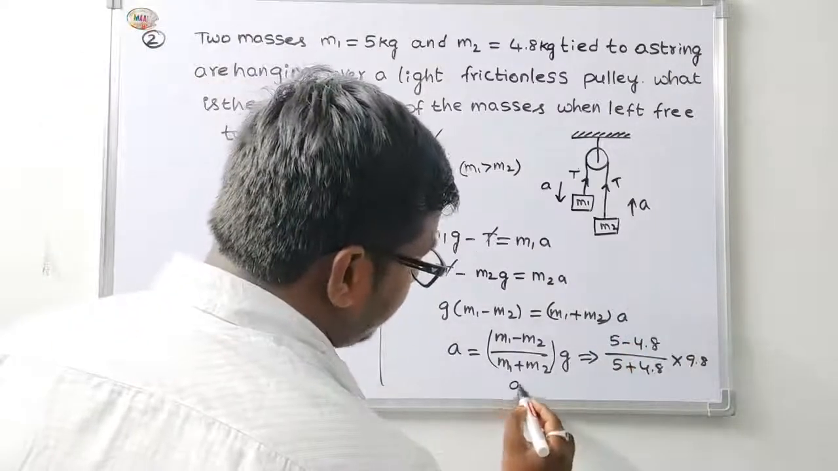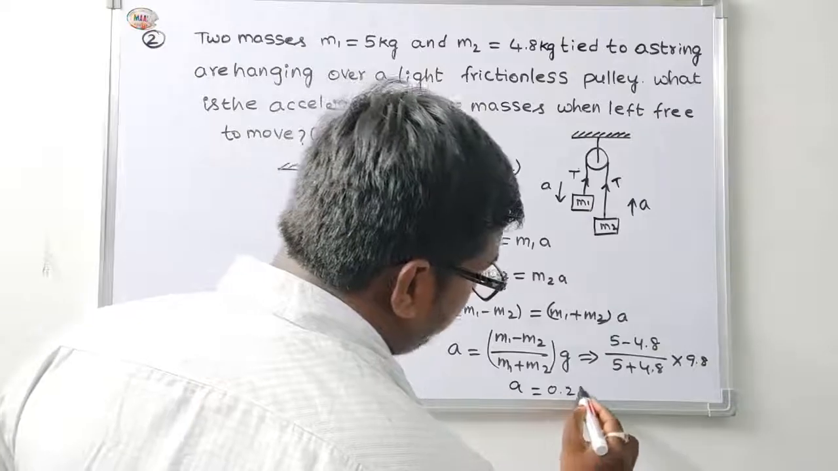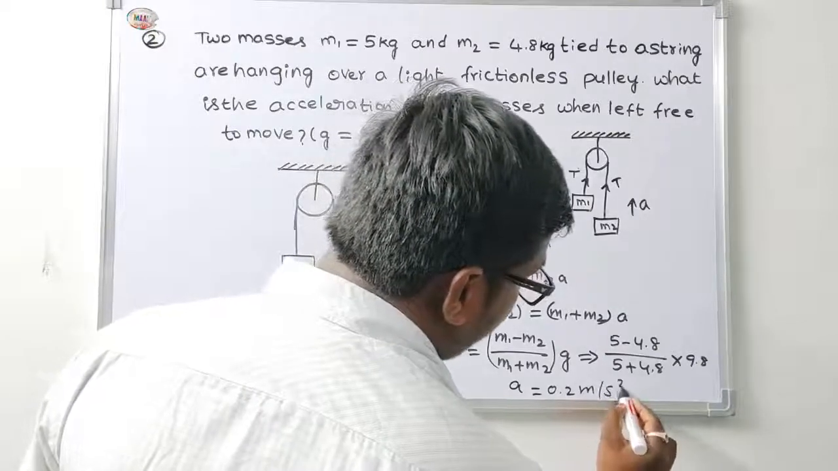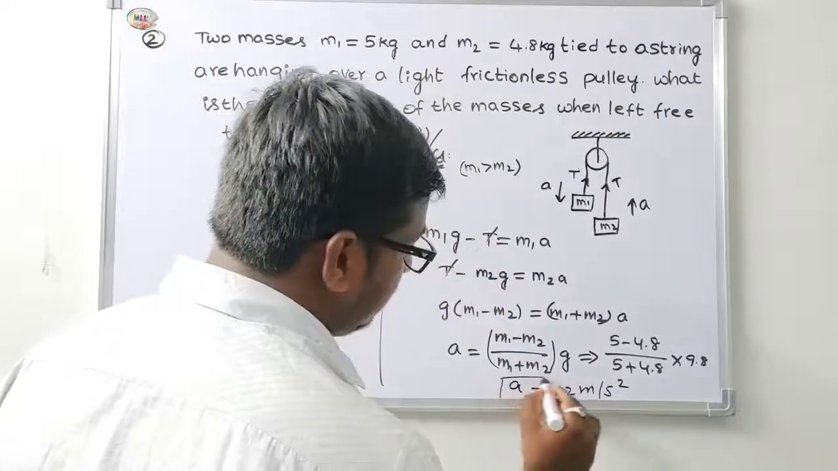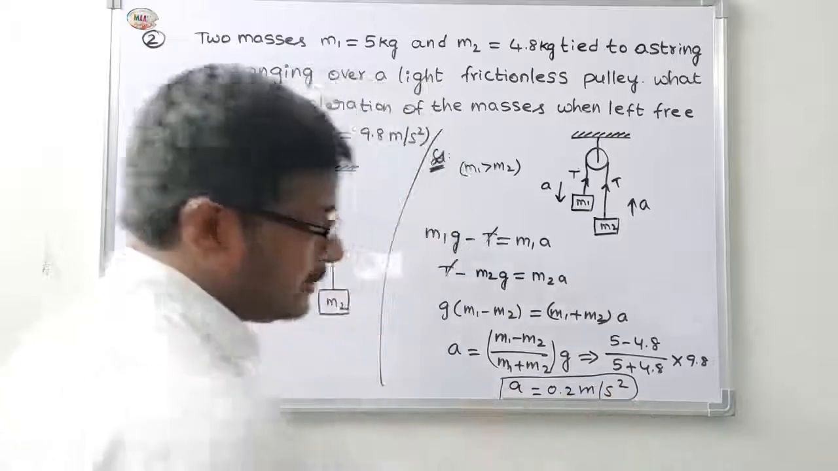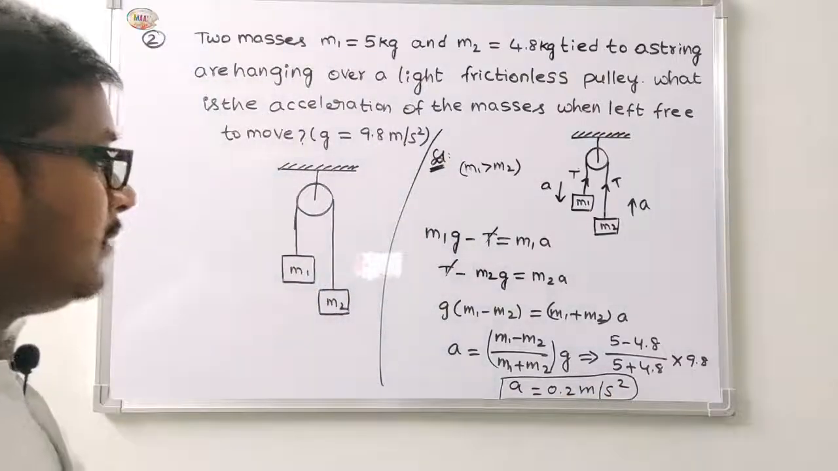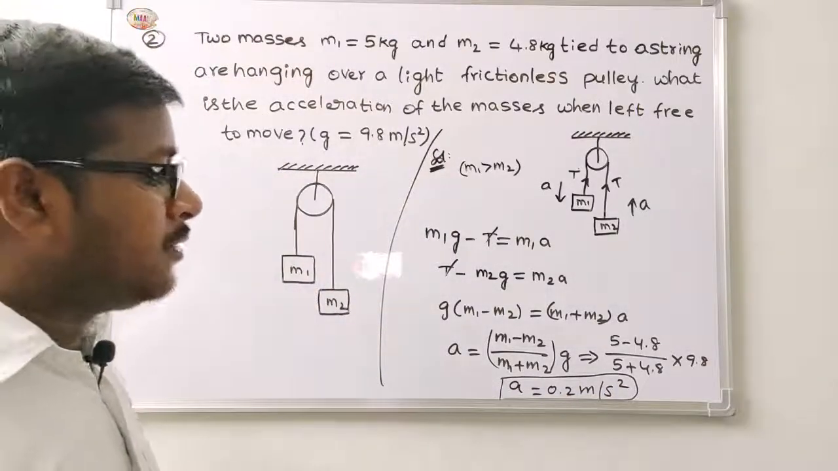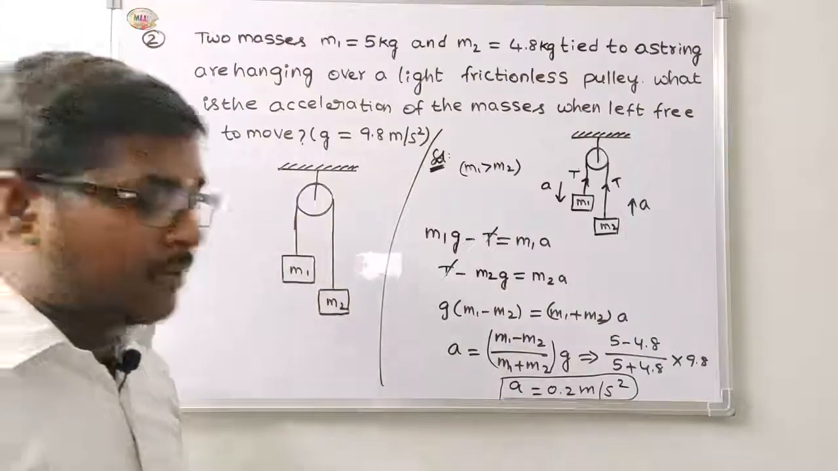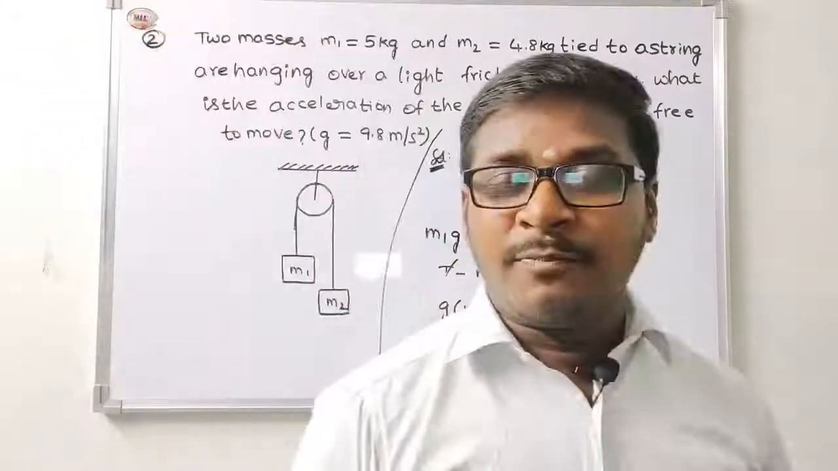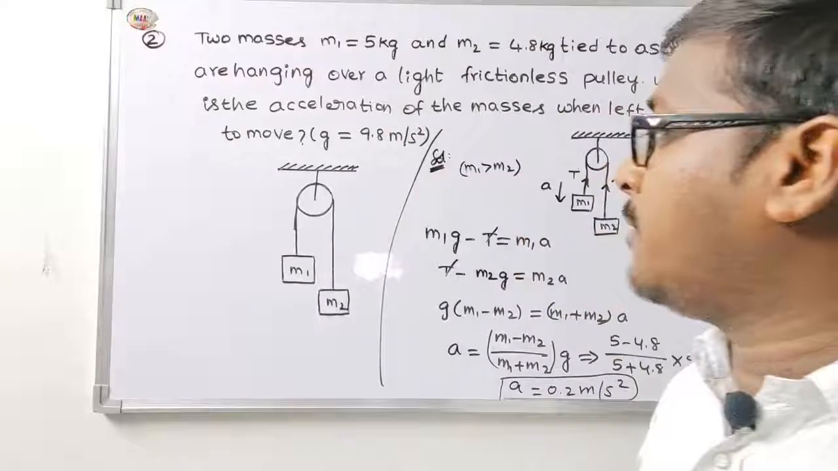Then acceleration a is equal to 0.2 meter per second square. This is the answer. Second problem answer, 0.2 meter per second square. Okay, this type of pulley problem is very simple.